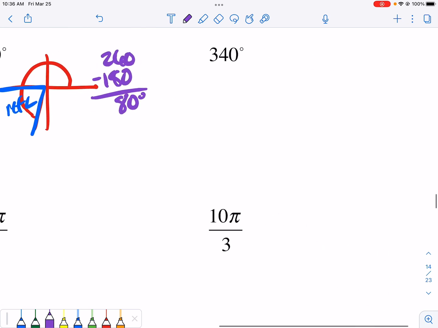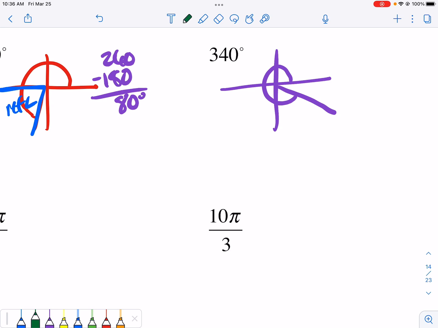Okay. Now in 340, we're in the fourth quadrant, so we're past 270 but before 360. Again, the way that we draw a reference angle is from the terminal side to the x-axis. So this is our reference angle. If this is 360 and this is 340, we can do 360 minus 340. Then our reference angle is just 20 degrees.